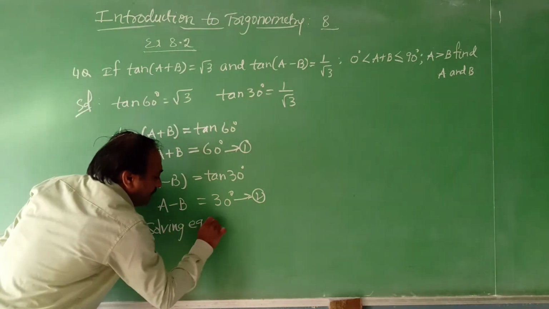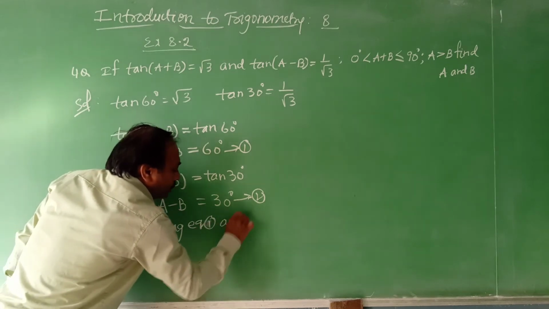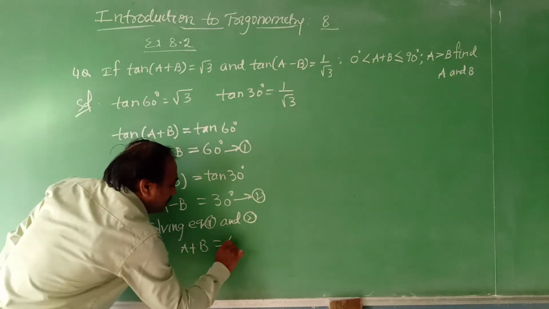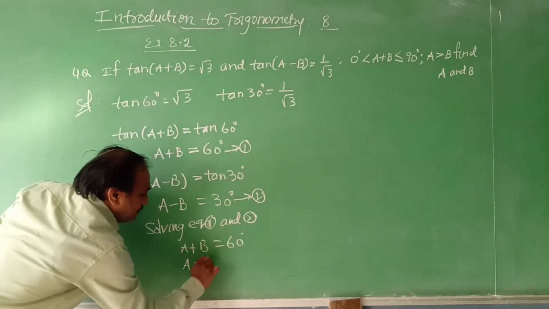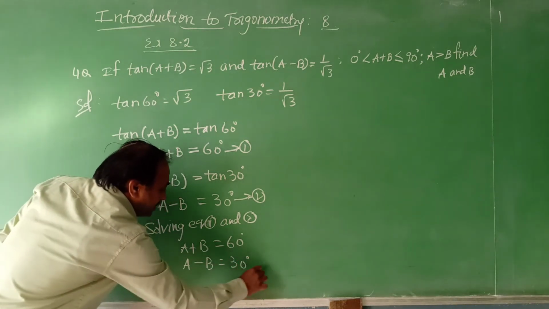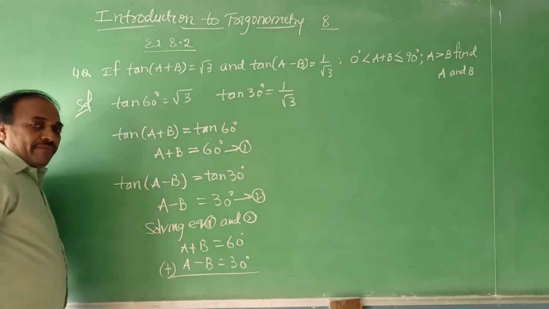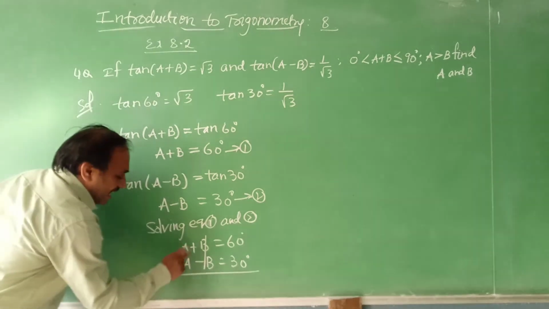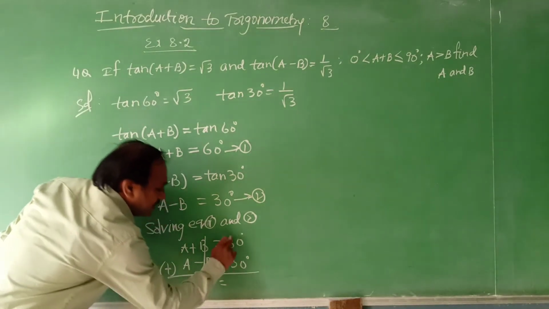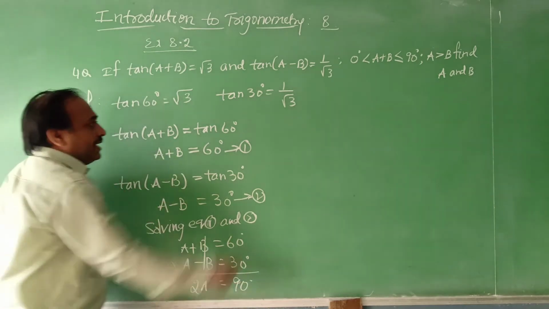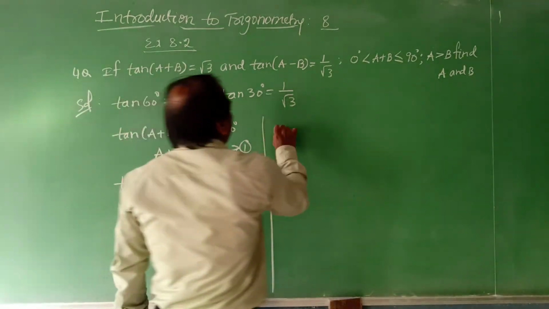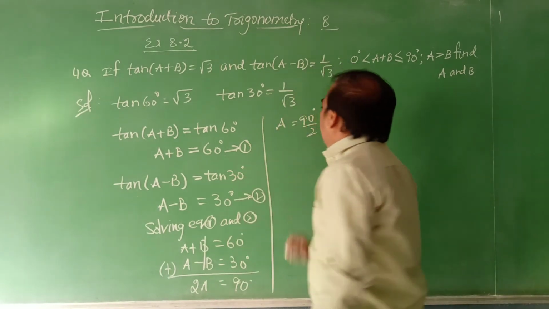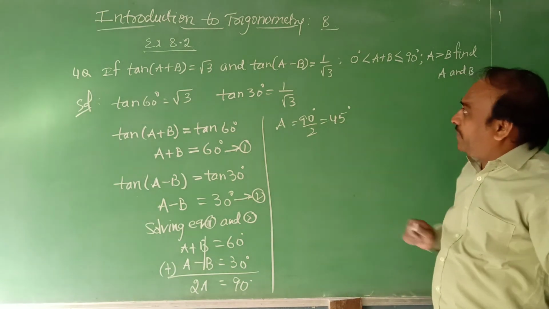So by the elimination method, solving equations 1 and 2 by adding: a plus b is equal to 60 degrees and a minus b is equal to 30 degrees. We are just adding these two, because one is plus and one is minus, so b minus b cancels. Then a plus a is 2a, which is equal to 60 plus 30, that is 90. Then a is equal to 90 by 2, which gives 45 degrees. So the measure of a we got is 45 degrees.